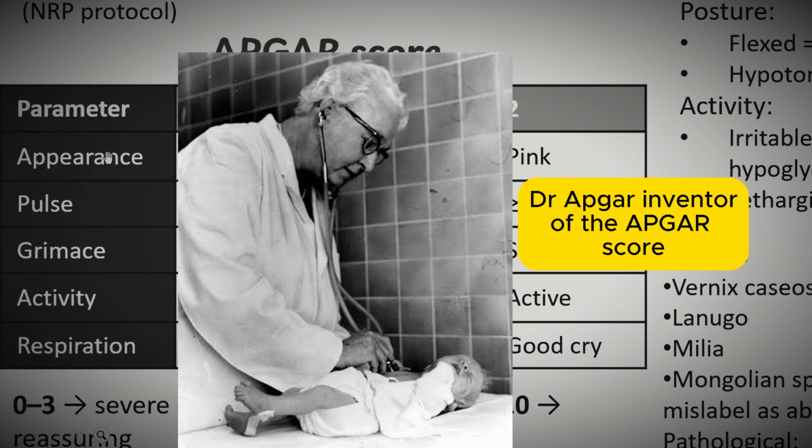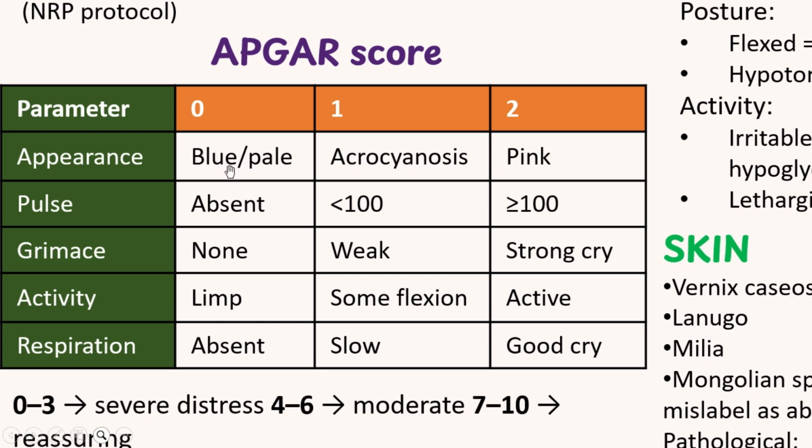So the A is for appearance, and we have scores from 0 to 2. So if they are pale or blue, this is very bad. This means the oxygen is out of the hemoglobin, so you're having a lot of deoxygenated hemoglobin. We're not having good oxygenation of the body, and we score that as 0. And we have acrocyanosis, which is a bit of cyanosis on the fingers. That is a 1. And then if the baby is pink or the baby is looking really good, then you want to give them a 2.